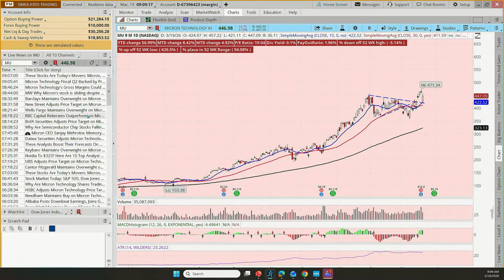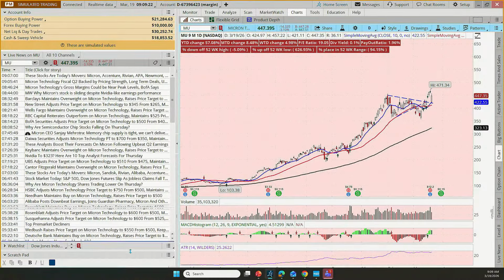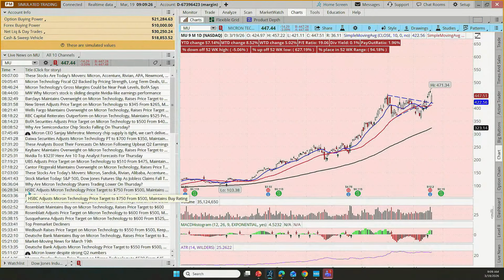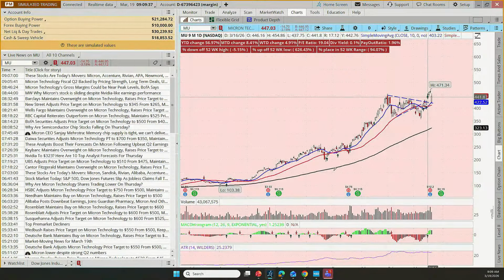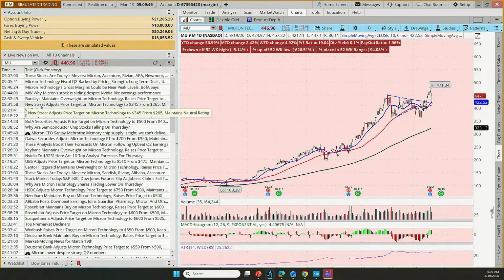If you look at the live news on Micron, it beat pretty dramatically on earnings. HSBC adjusted their price target from 500 to 750. This stock's all-time high is 471. It's currently trading at 447. Rosenblatt went from 500 to 600, Susquehanna 525 to 600, and then we have New Street, 265 to 345.